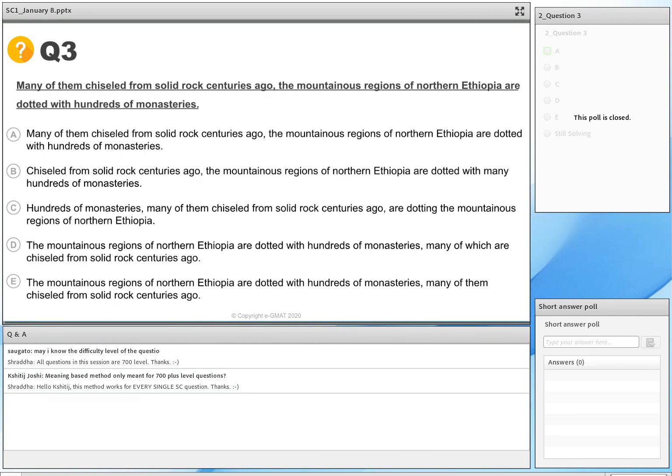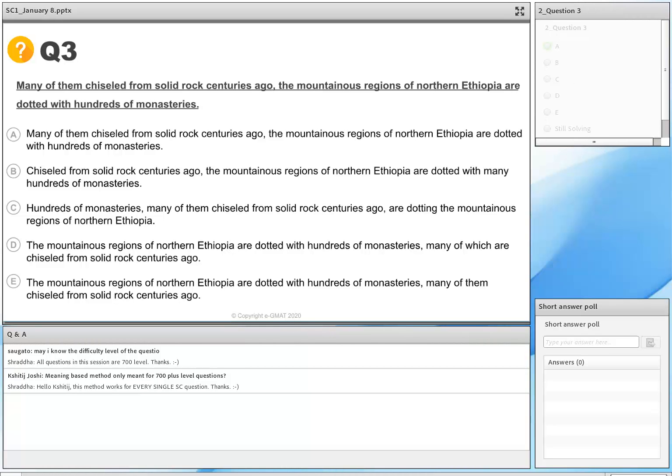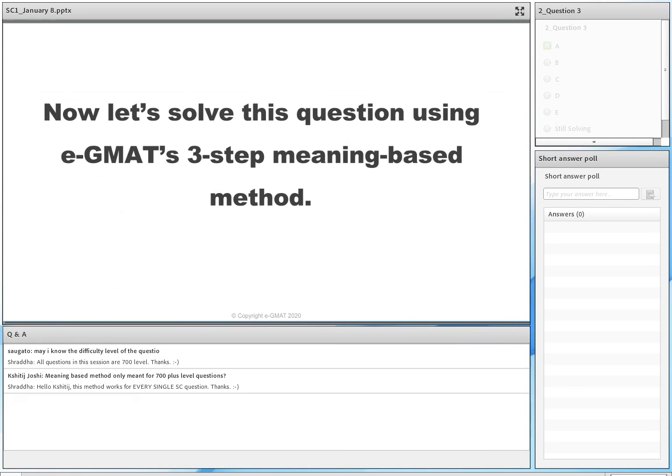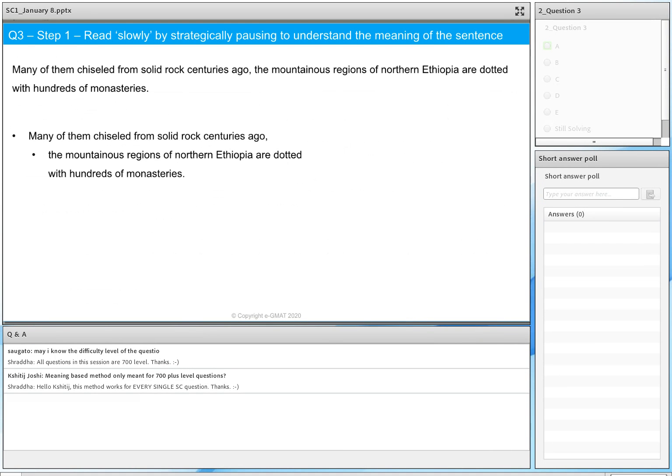Okay, so now let's discuss this question and how to solve such questions, let's say those questions that do not present logical meaning when we read them. Okay, so a 3-step meaning-based approach. We always say break your sentence down into smaller chunks. That's what you saw with the other 2 sentences as well. We do that so that we can read the sentence slowly and in chunks, and understand the meaning presented by each and every chunk.